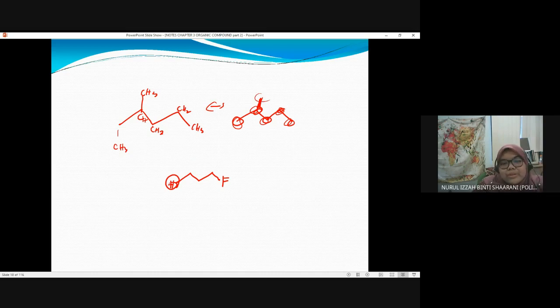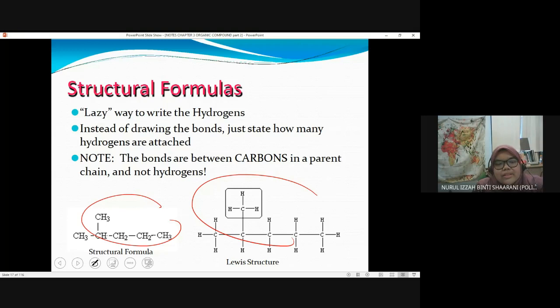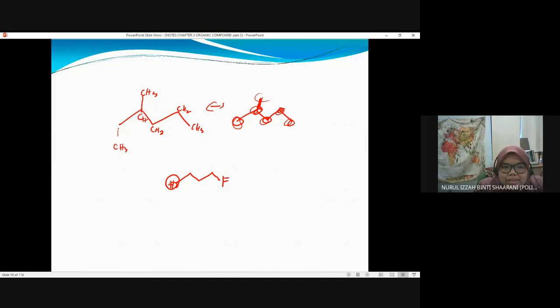Okay. So anything other than carbon is going to be represented by a symbol like this, the symbol of that particular atom, whether hydrogen or halogen group. Later you will see many types: in the form of structural formula, Lewis structure, ball and stick like this. So there are many types, and we need to become skilled at them.